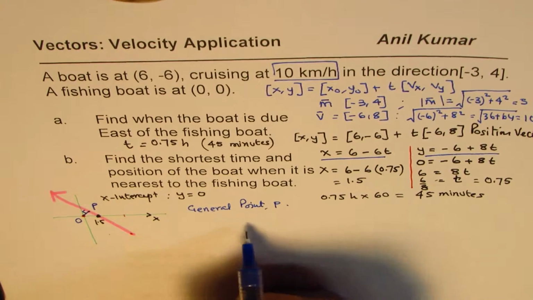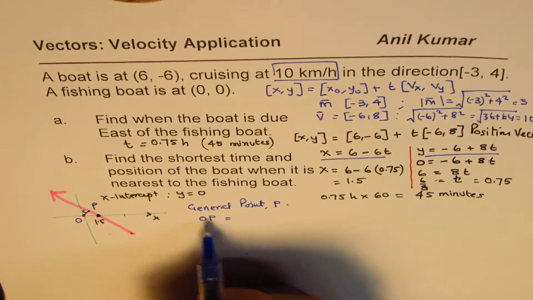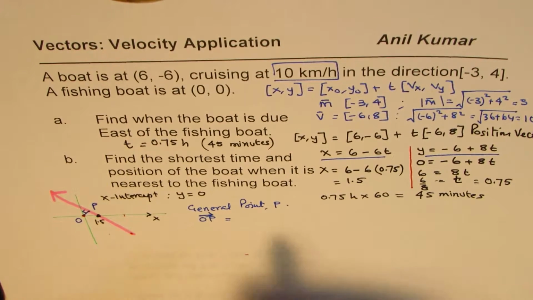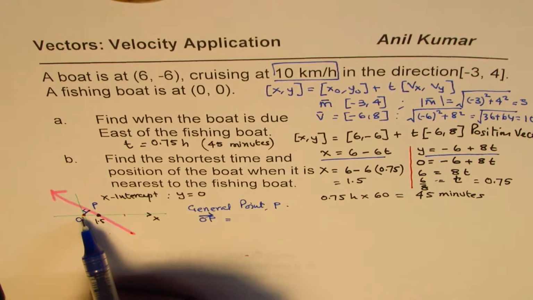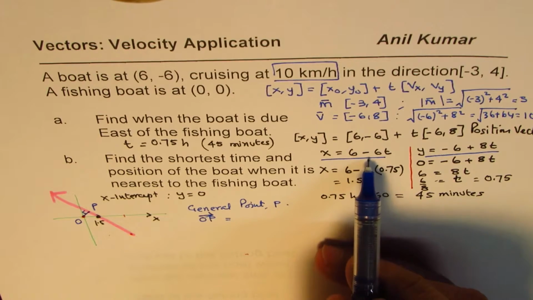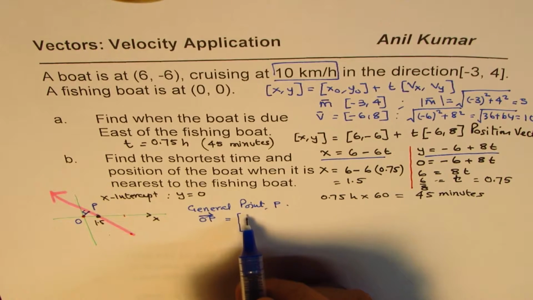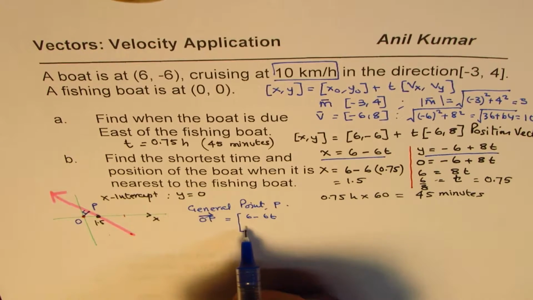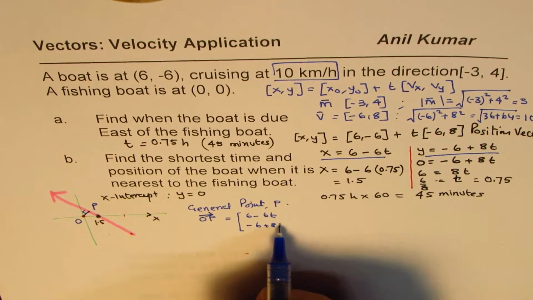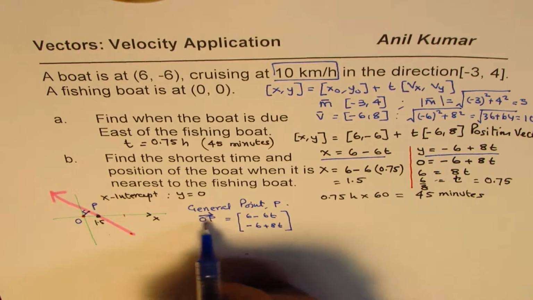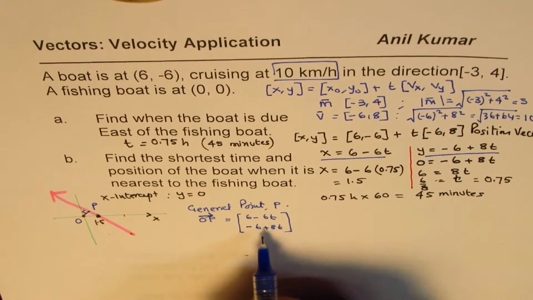In that case, what is OP equal to? I mean the direction OP. This is 0, 0, right? So the position vector is right there. This is your OP. The x value is 6 minus 6t, and the y value is minus 6 plus 8t minus 0. So I get the same thing, right? That is the direction OP. Is it okay? General point.